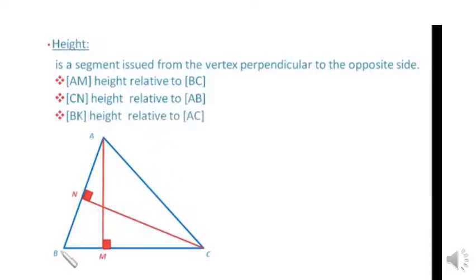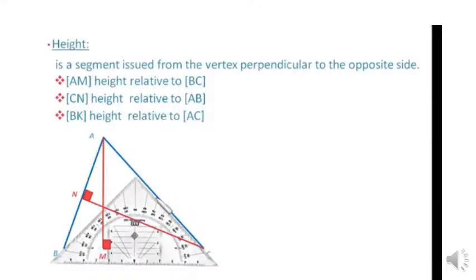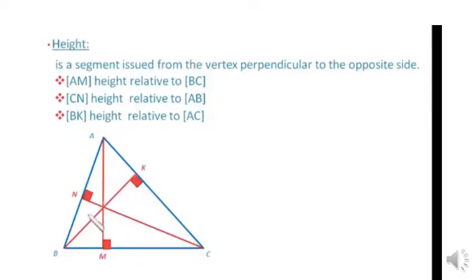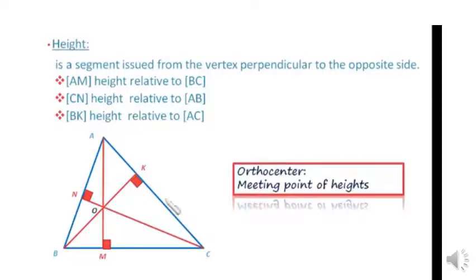The last one is BK, the height relative to AC. So it's passing through B and perpendicular to AC. Putting the set square correctly, one side on AC, the second side passing through B and making a right angle with AC. This is the third height, which is BK. Look, the three heights intersect in one point, so the three heights are concurrent. This point, we name it O, it's the orthocenter. It's the point of intersection of heights.